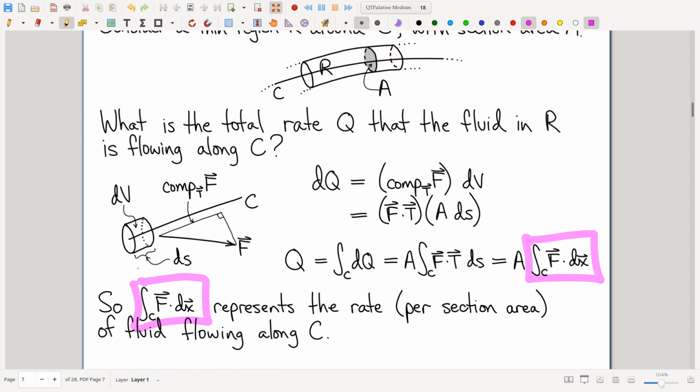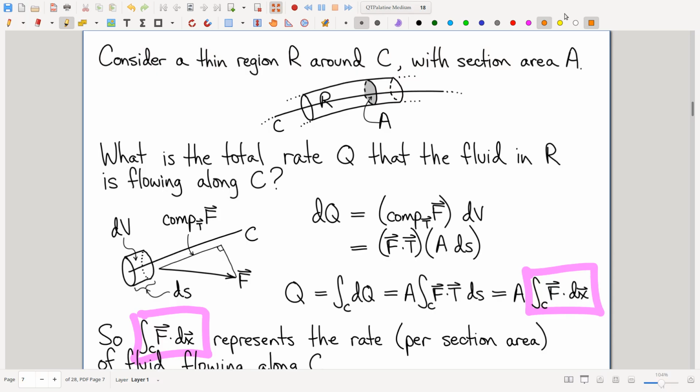Now there's this little asterisk, and this is annoying. The area of this cross section. Well, of course, the more area, the more fluid. The more fluid, the more the fluid is flowing along the curve. So the fact that there is a factor of A in here is expected, and also kind of arbitrary in the question. And so it really makes sense to talk about per unit area.